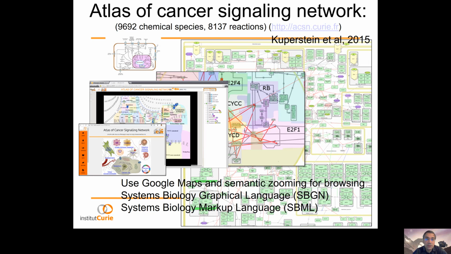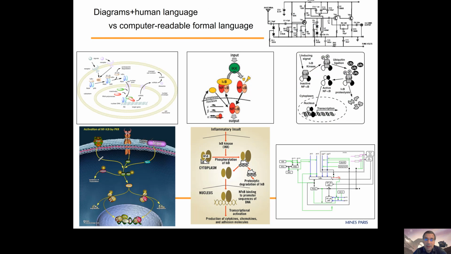So this resource that we have constructed is called Atlas of Cancer Signaling Network, and it's constantly updated. And I'm going to say a few words about how it was built and what kind of ideas we used to build it. So the first problem that you meet when you try to reconstruct biological networks from reading literature is that you have to choose a language to fix this knowledge in some kind of systematic way.